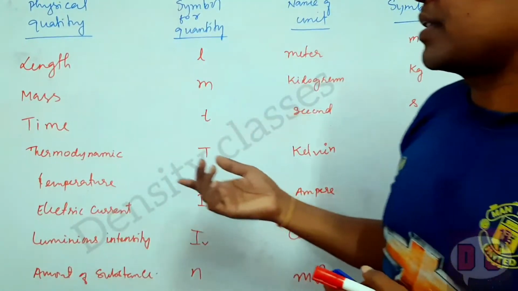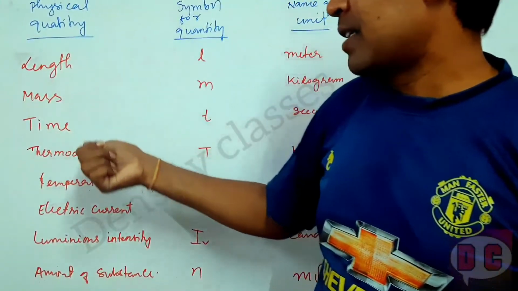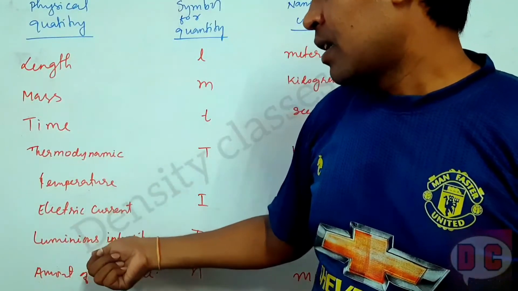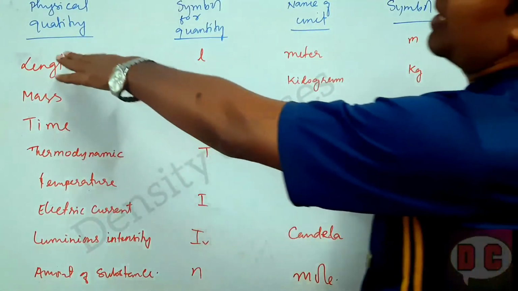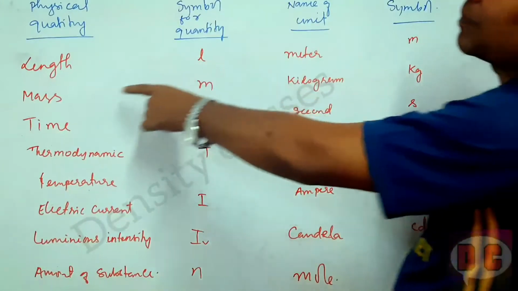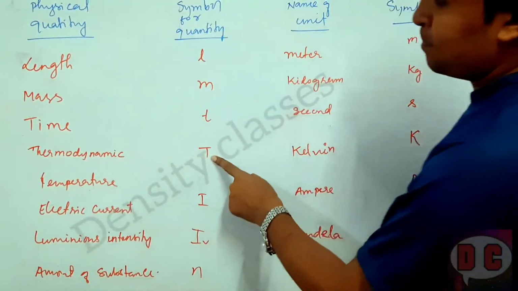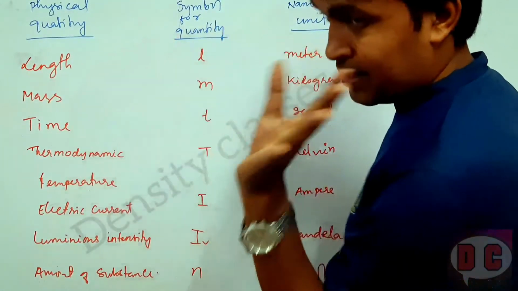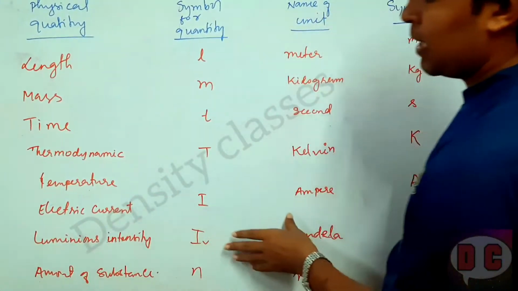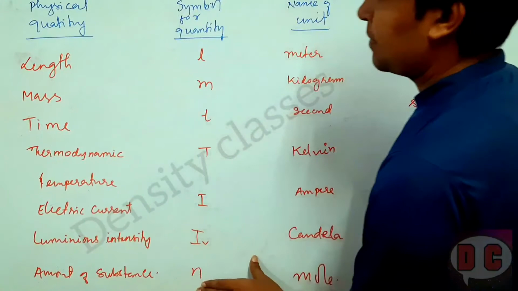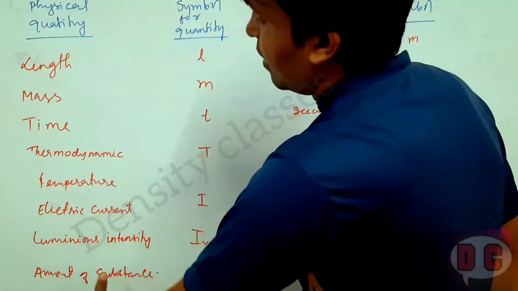So what are those physical quantities? The 7 fundamental physical quantities are: length, mass, time, temperature, electric current, luminous intensity, and amount of substance. What will be the symbol of length? The symbol of length is L. What is the symbol of mass? M. Time, small t. Thermodynamic temperature, T. Electric current, I. Luminous intensity, Iv. Amount of substance, small n. So these are the 7 fundamental physical quantities.